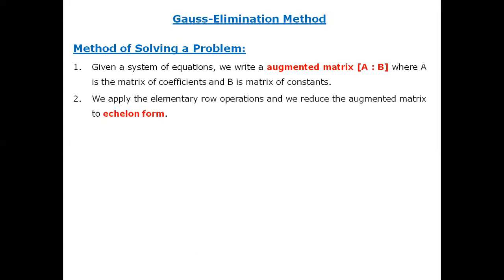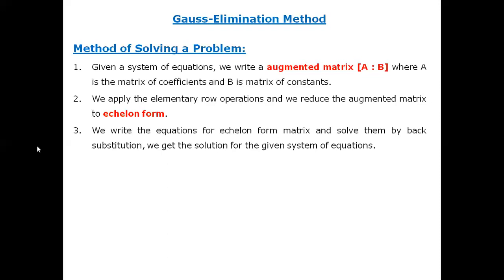Second step, after writing the augmented matrix for a system, we apply elementary row operations and reduce the given augmented matrix to row reduced echelon form. The echelon form is nothing but a matrix in which the elements below the principal diagonal are zeros.